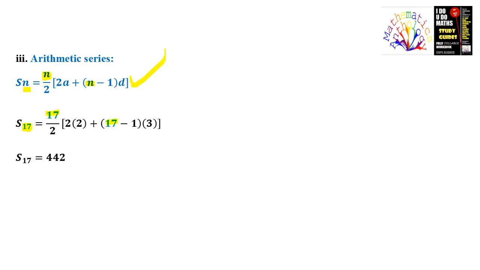So instead of a, we can substitute our first value, which was 2, and instead of d, we can substitute the difference of 3. So S17, the sum to 17, will equal 17 over 2 into 2 into 2 plus (17 minus 1) into 3. So put all of that on your calculator at once, and you'll get an answer of 442, which will represent the sum of that pattern.